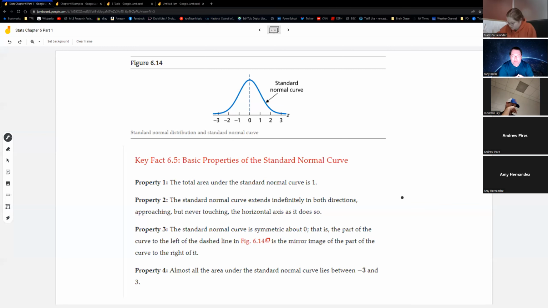Almost all the area under the standard curve lies between -3 and 3. If you think back to what we were talking about before, those numbers are standard deviations away from the mean. So if you remember, 3 out was 99.7, and that 99.7 comes out to be 0.997 out of 1. There's only 3 out of 1,000 that's left on either side of that. So pretty much everything is between -3 and 3.